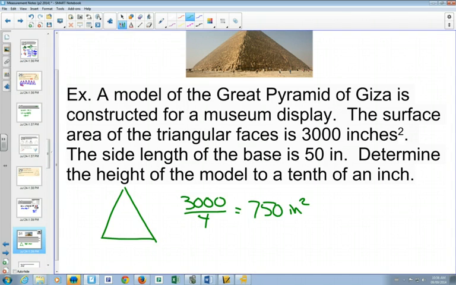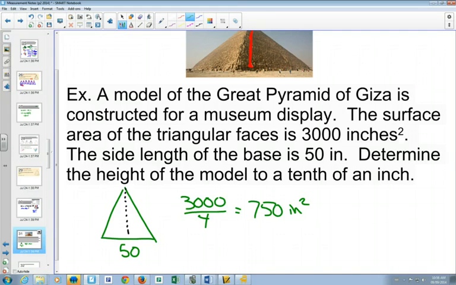We want to figure out the actual height from the center of this pyramid. And what we know right now is we know that the area of one of these triangles is 750. We know that the base is 50, but we don't know the height of the pyramid, and we also don't know the slant height of one of those sides.